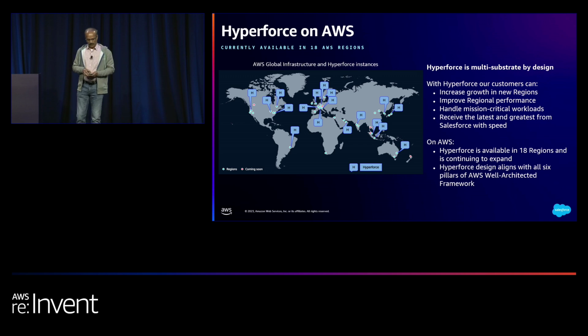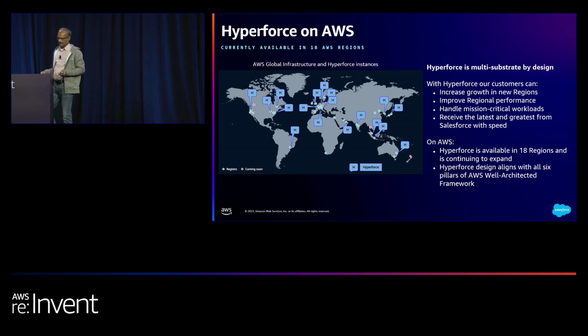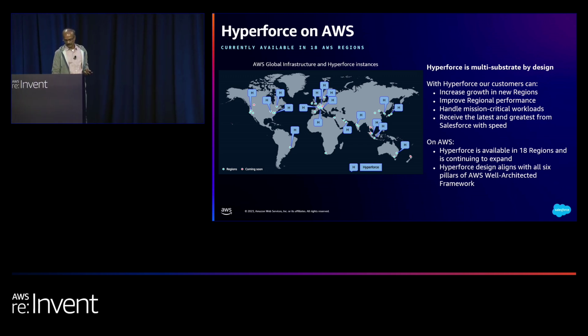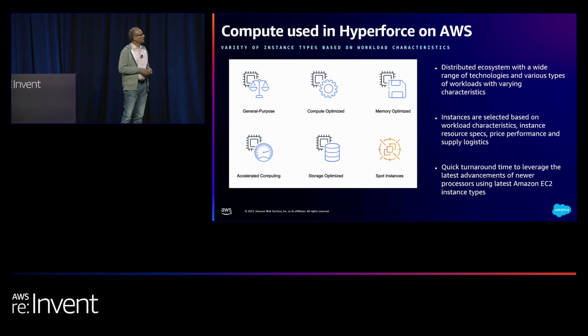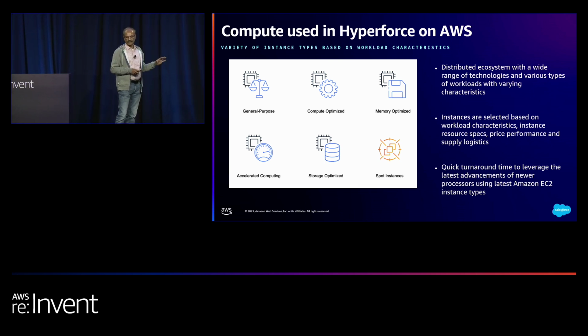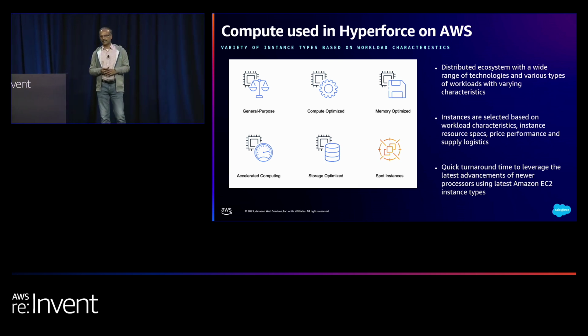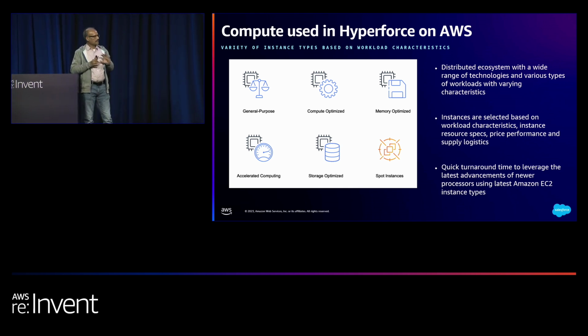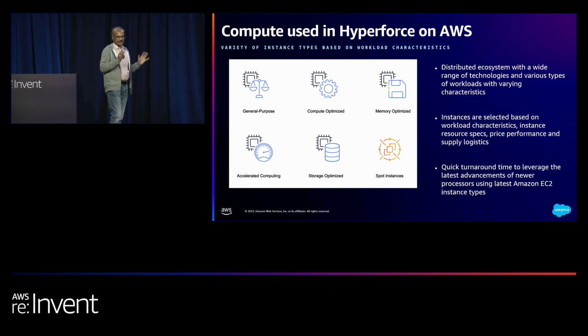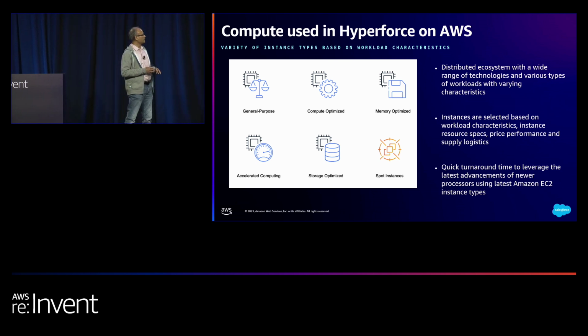So now that we have seen the Salesforce overview, Hyperforce, and what Hyperforce is on AWS, let's look at the compute that we use in Hyperforce on AWS. Of course, in addition to compute, we do consume tons of other AWS products and services. But since this is about the Nitro system, we will keep this discussion focused on EC2.